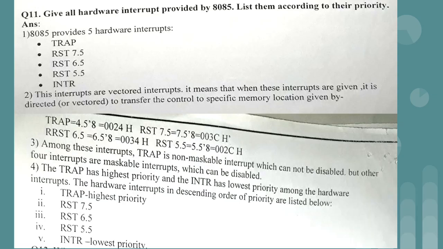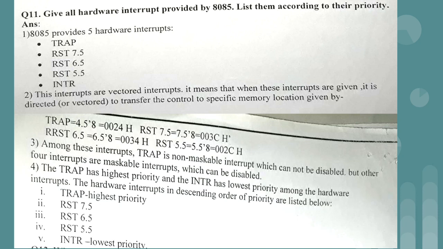Now the next question, again on the basis of this topic: give all hardware interrupts provided by 8085 and list them according to their priority. In theory we have learned this topic: TRAP, RST 7.5, 6.5, 5.5 and INTR. These are 5 pins which are associated with the interrupt. These 5 pins are part of hardware interrupt, out of which TRAP is the highest priority interrupt and the lowest priority is the INTR interrupt. So these are the 5 hardware interrupts.